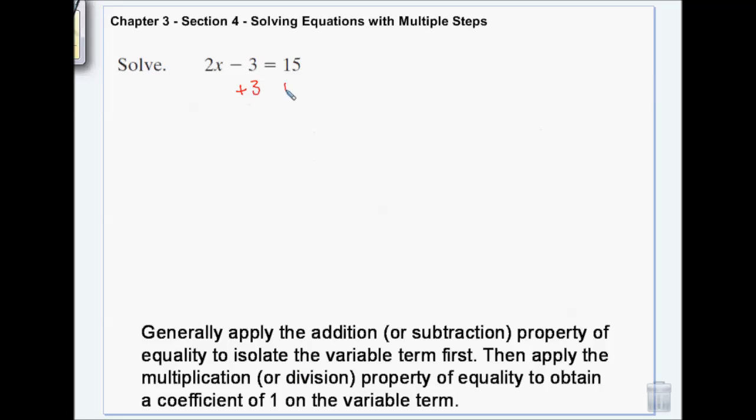So first we're going to add 3 to both sides. Then we're going to divide. And why it works out that way is because we took some unknown number, we multiplied it by 2, and then we subtracted 3 from it, and it gave us 15. So to undo that, we had to add 3, then divide by 2. So you go backwards. Does that make sense?